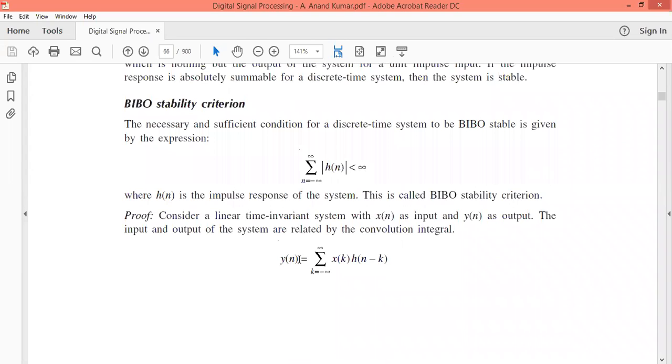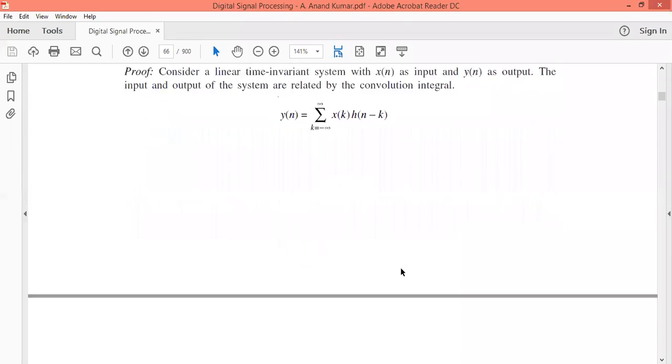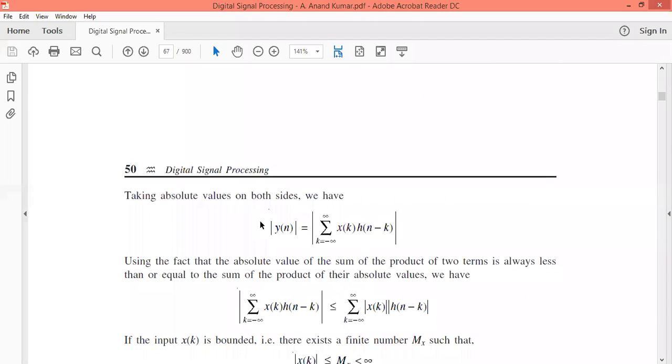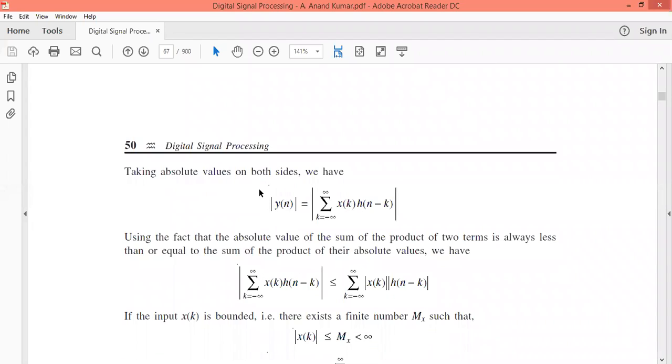Now we know how to write y of n. y of n is the output of the system, where x of n is the input and h of n is the impulse response. So the output of the system is denoted by convolution. What is the formula of convolution? It is the summation from k equals minus infinity to plus infinity of x of k h of n minus k. We take the absolute value on both sides of this equation. So mod y of n is equal to mod of the summation from k equals minus infinity to plus infinity of x of k h of n minus k.